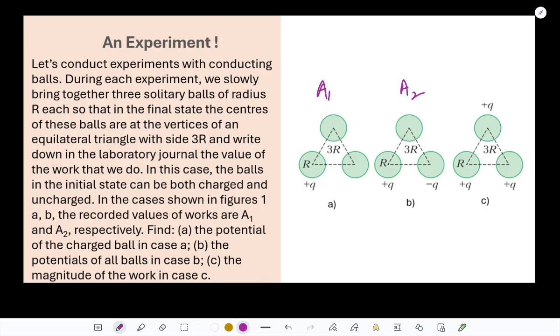Find the potential of the charged ball in case A, that means this charged ball, and the potential of both charged balls in case B, and the magnitude of work in case C. Okay, so that's the problem.